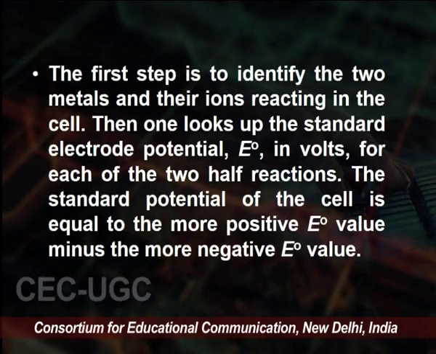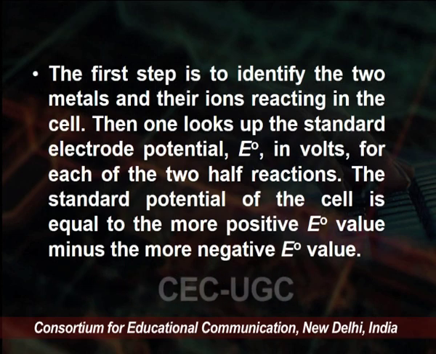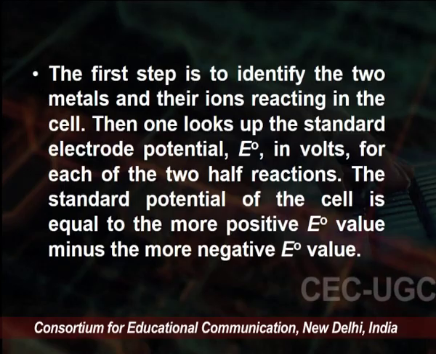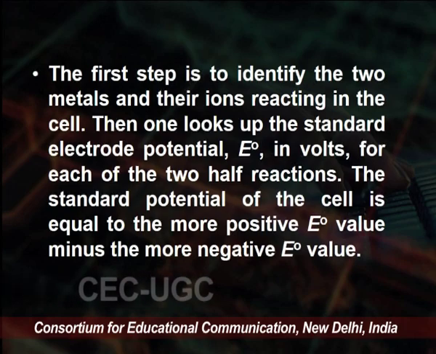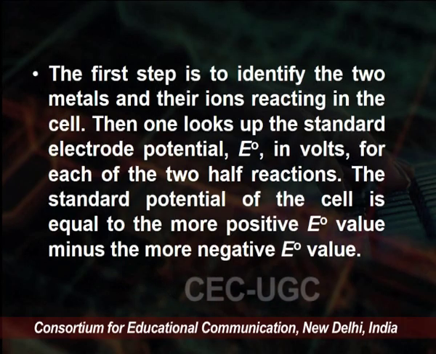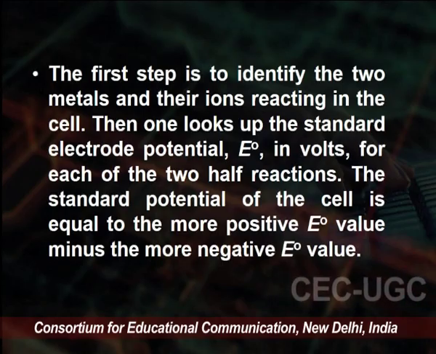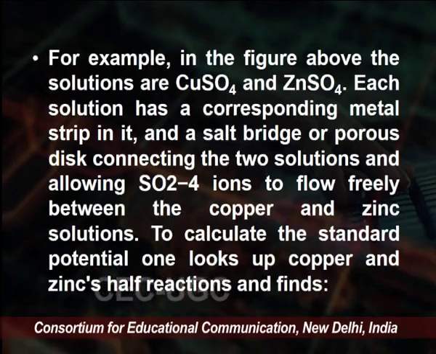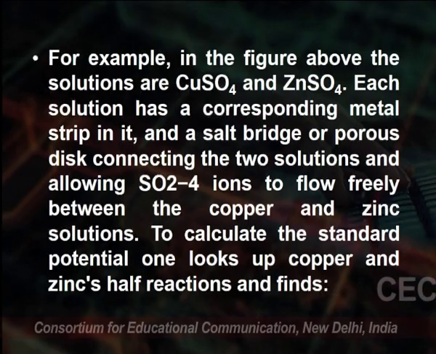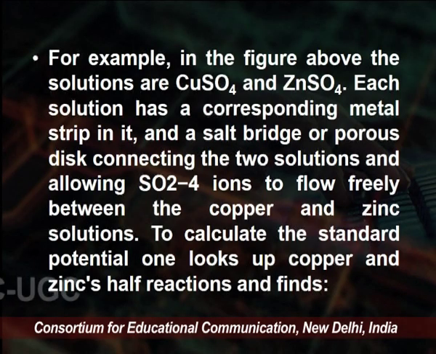So, the standard potential of the cell is equal to the more positive electrode potential value minus the more negative electrode potential value. Whenever we calculate the standard potential, we take the positive value minus the negative value. For example, in the figure, we have CuSO4 and ZnSO4, zinc sulphate and copper sulphate, each solution has a corresponding metal strip in it.